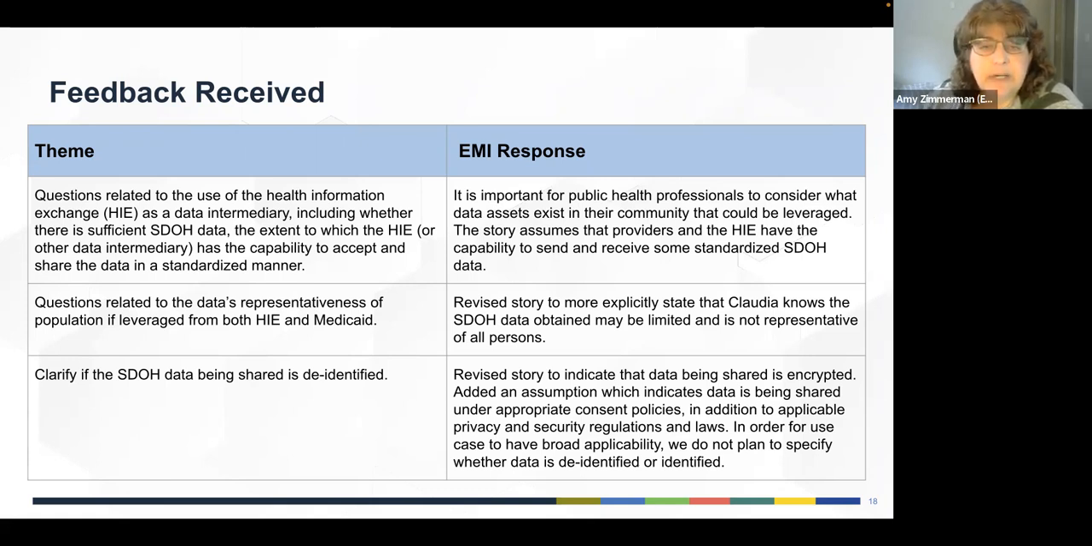The next theme is really around clarifying if the SDOH data shared is being de-identified. So we've revised the story to make it clear that the data being shared is encrypted as it's being shared. And we've added an assumption that says that the data really is being shared with the consent of the individual under appropriate consent policies, and that all applicable privacy laws, federal and state or county or others, are being adhered to. And in order for the use case to have broad applicability, we did not want to specify whether it was de-identified or identified, because there may be different uses at the state or at the county level. I do want to say we are going to come back to this question to have more conversation about it, but that's what we have done so far. But we do want to discuss this in just a couple of minutes. Next slide, please.